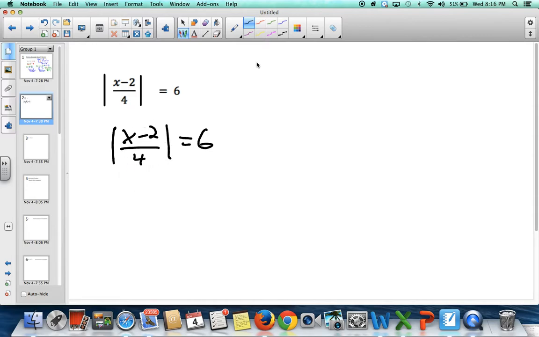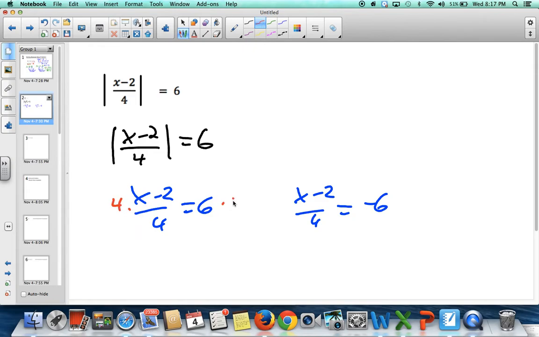One where this entire thing inside here, x minus 2 over 4, is equal to 6. Another one where x minus 2 over 4 is equal to negative 6. Because this whole thing in here could equal 6 or negative 6. Now to simplify this, I'm going to get rid of the 4 first. So I'm going to multiply by 4 on both sides, and these are going to cancel. I'm going to get x minus 2 equals 24. Add 2, x equals 26.